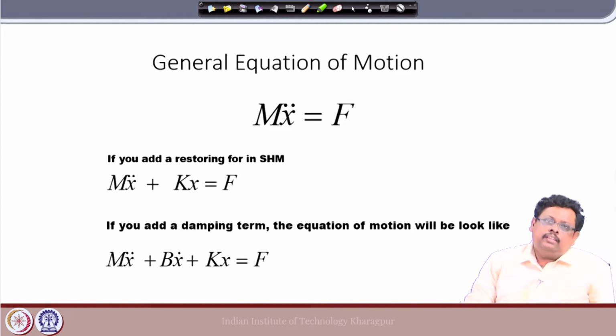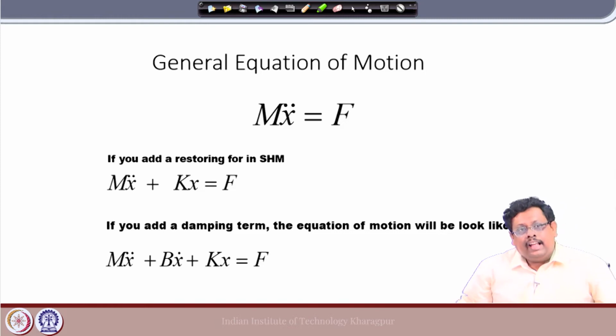Now, we know the equation of motion, Newton's second law of motion, which is m x double dot equal to f, and that we also apply here, but in a different form. If you add the restoring component also, then it becomes m x double dot plus k x equal to f. So, it is called the simple harmonic motion.